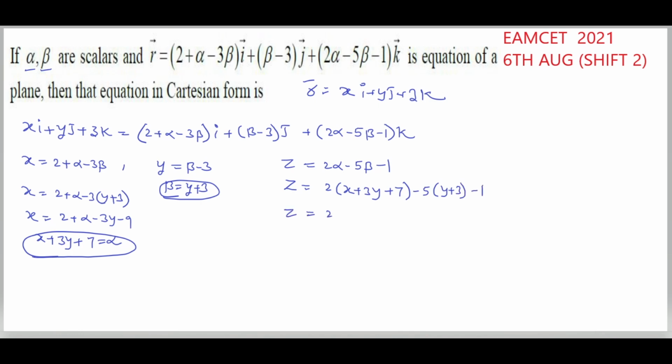z is equal to 2x plus 6y plus 14 minus 5y minus 15 minus 1. Therefore, z is equal to 2x plus 6y minus 5y, this is y, 14 minus 15 minus 1, minus 2. So therefore, 2x plus y minus z minus 2 is equal to 0. This is the required equation of the plane in Cartesian form.